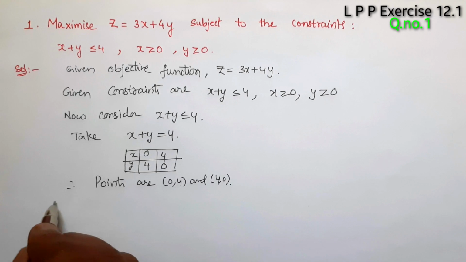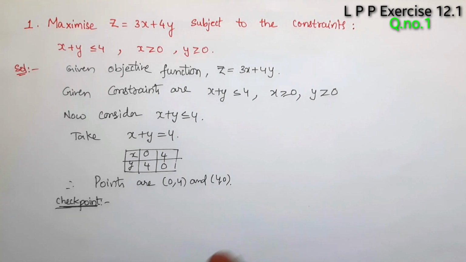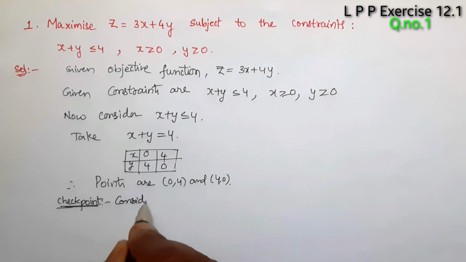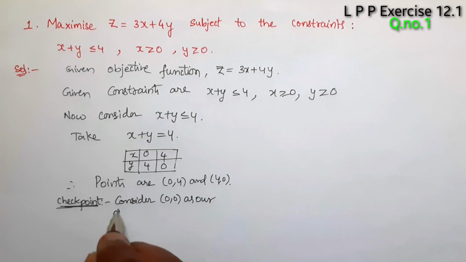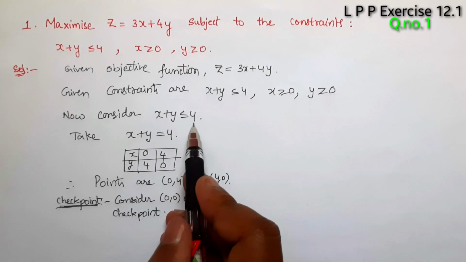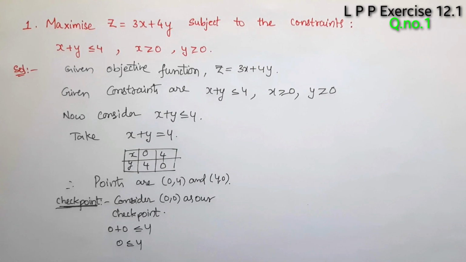After finding points we have to do the checkpoint. The checkpoint is very necessary to identify whether the region lies below or above, left or right of the line. So we consider (0, 0) as our checkpoint. We have to substitute (0, 0) in the given inequality, not the equation. So it becomes 0 + 0 ≤ 4, that is 0 ≤ 4.